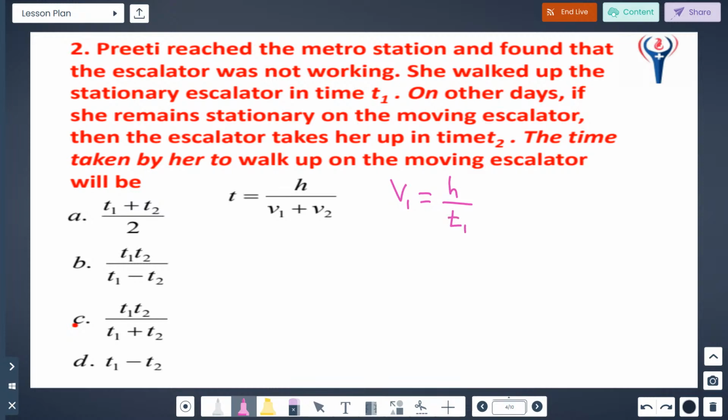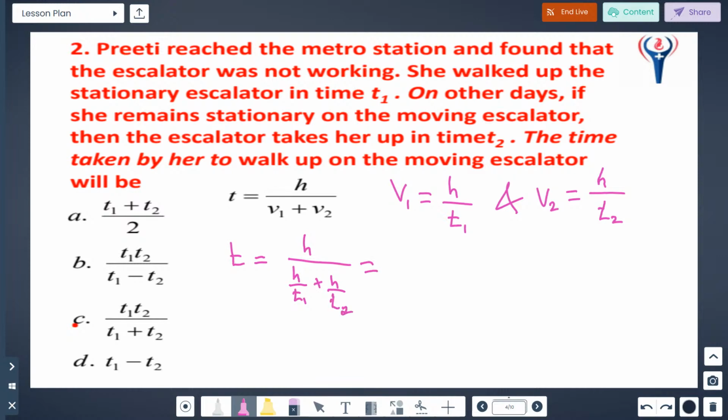Okay. And v2. What is v2? v2 is the speed of the escalator. That is equal to same h divided by t2. t1, t2 only given. H is a constant. H is a distance covered or height of the escalator, like that we can keep. Then substitute this v1, v2 here. T equal to h divided by v1 is h by t1 plus v2 is h by t2.